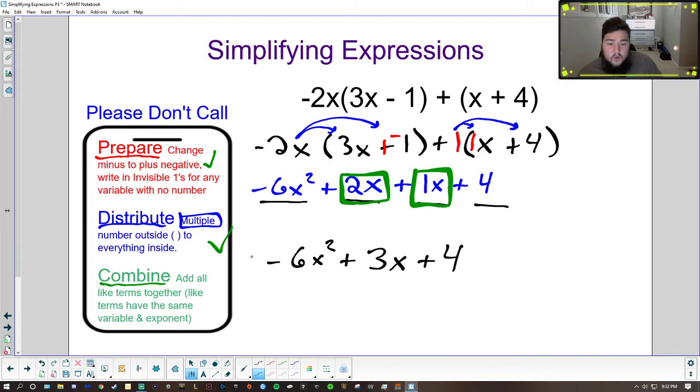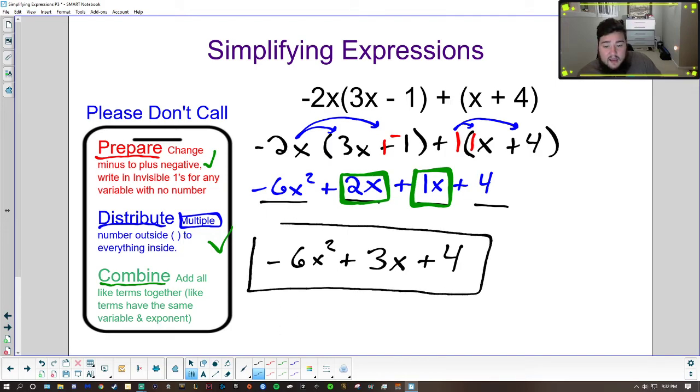Now, how do we know we're all done? Well, if I look at the 3 terms I have left, negative 6x squared, positive 3x, and positive 4, none of these have the same variable and the same exponent. So that means I am all done, and I have simplified my expression.